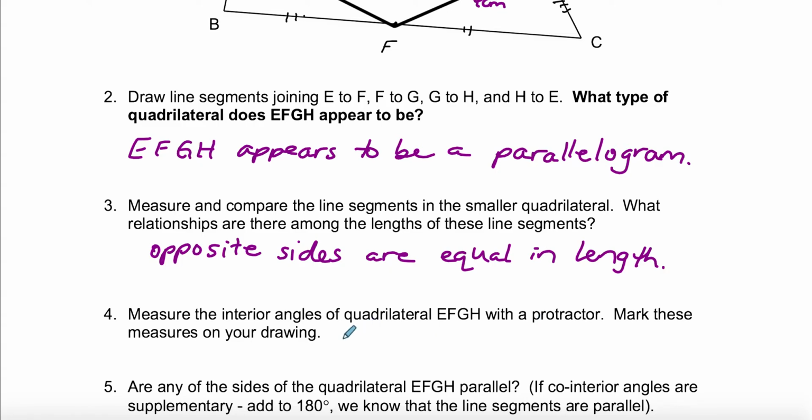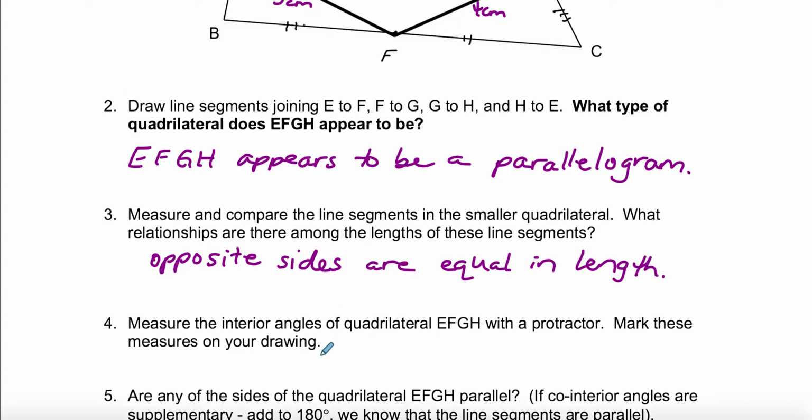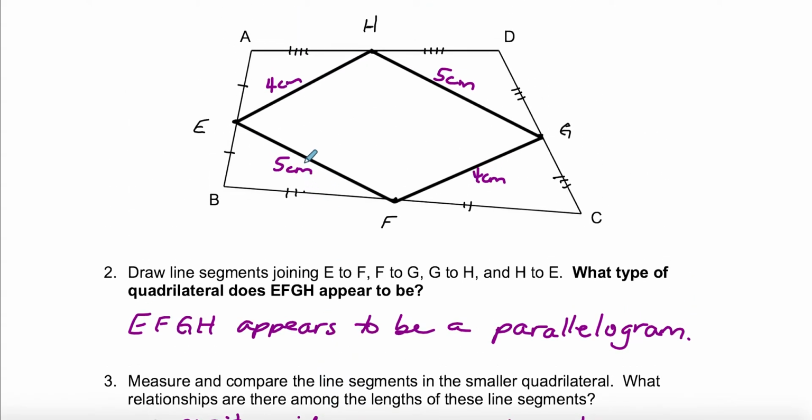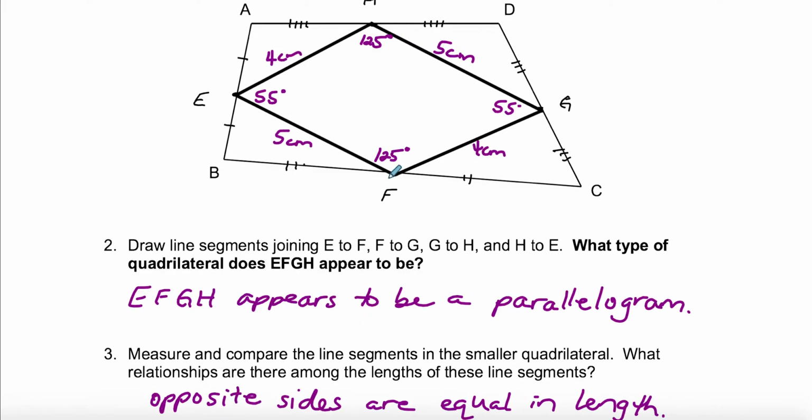I did hunt around and find a protractor. When I measured the interior angles of this interior quadrilateral, I found that this was pretty close to 125 degrees. It was an obtuse angle, and so was this one. Then I found the opposite two angles were both 55. So two angles of 125 and two of 55 add up to 360 degrees.